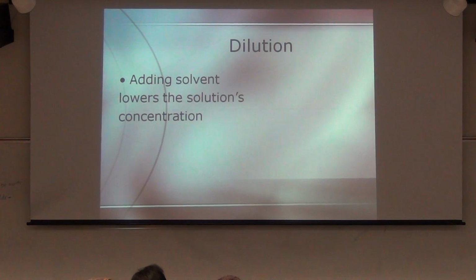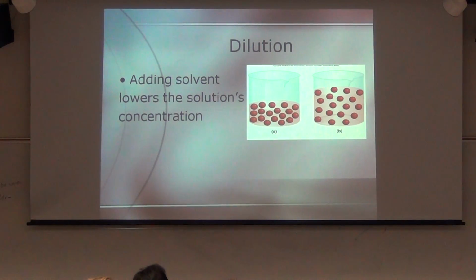So let's take a peek at that. So here's how we do that. We add solvent to lower the concentration of the solution. In this case, we'd be adding more water. So if this is our salt water, initially, we've got 18 particles of salt in there, dissolved in a relatively small amount of water. If we double the amount of water, we still have the same amount of salt floating around. It's just not as salty or not as concentrated because there's a lot less salt per volume.